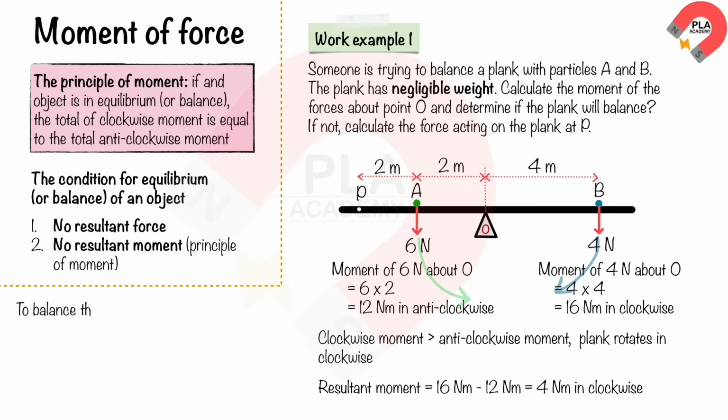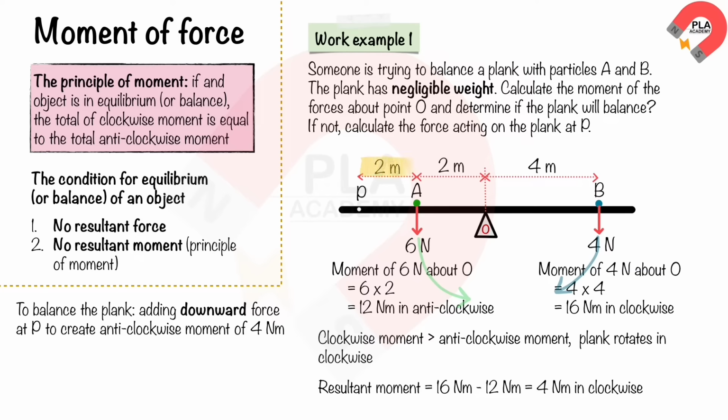To balance the plank, we need to add an additional downward force at point P that will create an anticlockwise moment of 4 newton meters. The perpendicular distance between point P and pivot O is 4 meters. So, force F equals 4 divided by 4 is equal to 1 newton. Therefore, the plank will balance if a force of 1 newton is applied downward at point P.